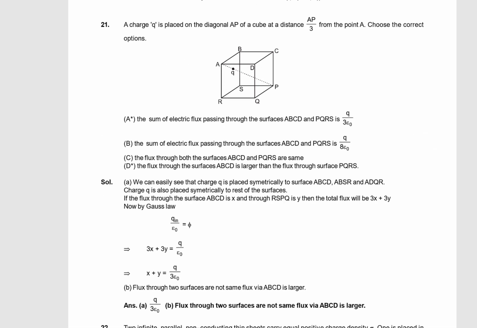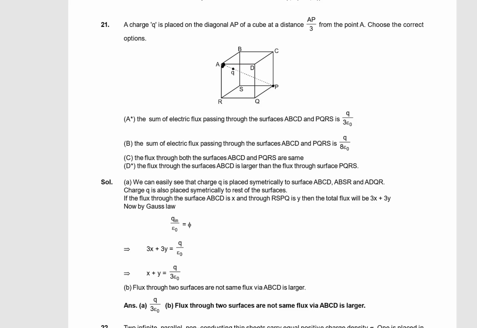Okay, coming to the next question, the 21st. It is a very simple electrostatic question based on Gauss law. A particle Q is placed along the diameter AP. It is not placed at the midpoint. It is placed nearer to the vertex A, and a little bit farther from the vertex P.